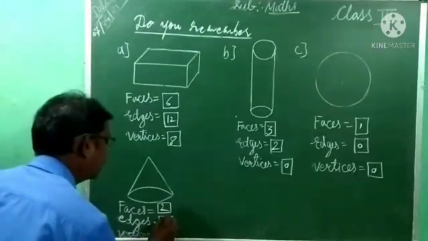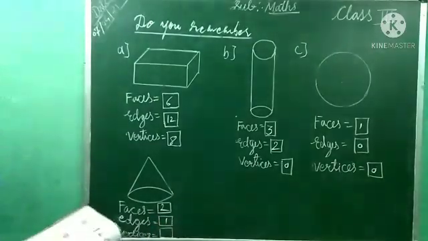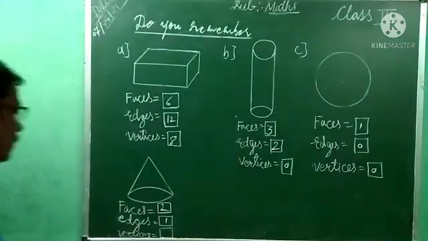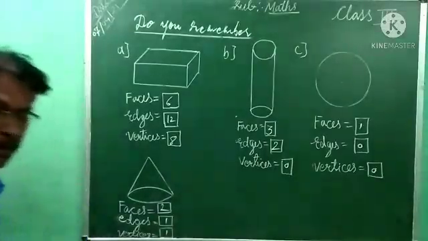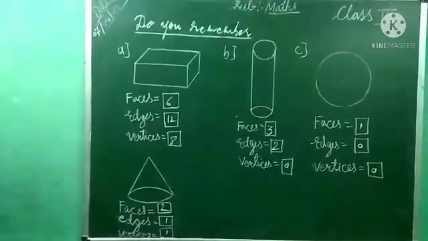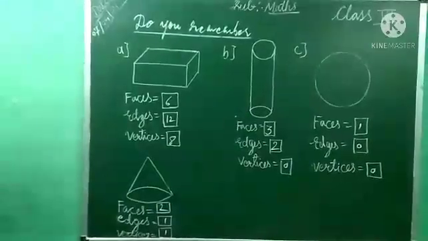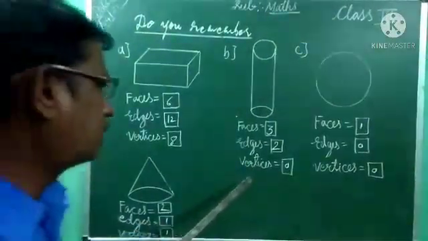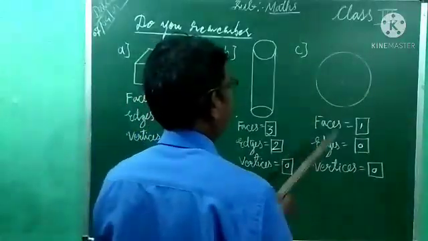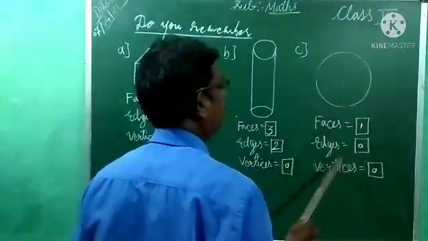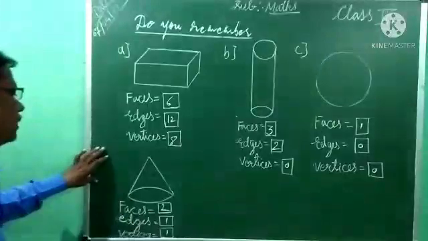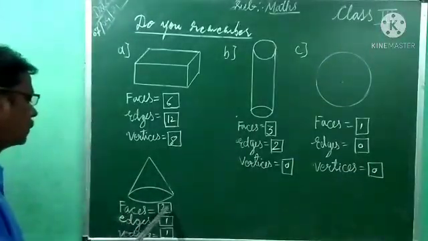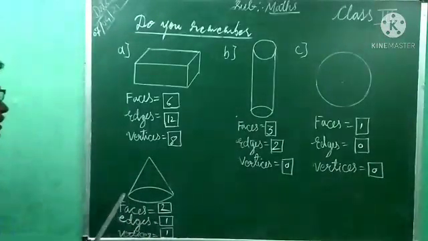One side we are getting here, and vertices also 1. Vertices also we are getting here 1. So keep in mind, in a cuboid faces 6, edges 12, vertices 8, and in cylinder faces 3, edges 2 and vertices 0. Sphere face 1, edge 0 and vertices also 0. Last one, cone face 2, edges 1 and vertices 1.